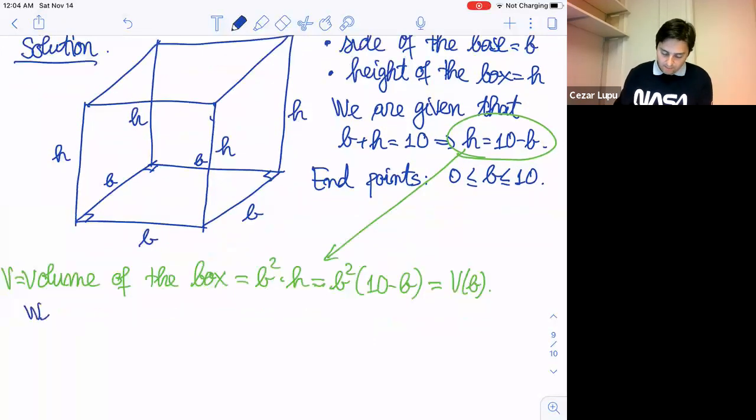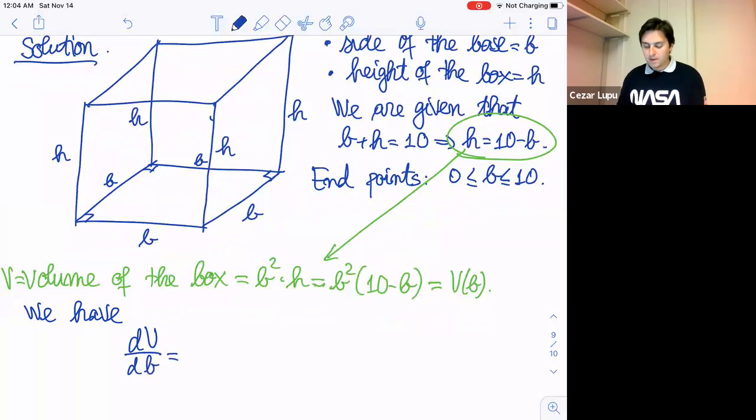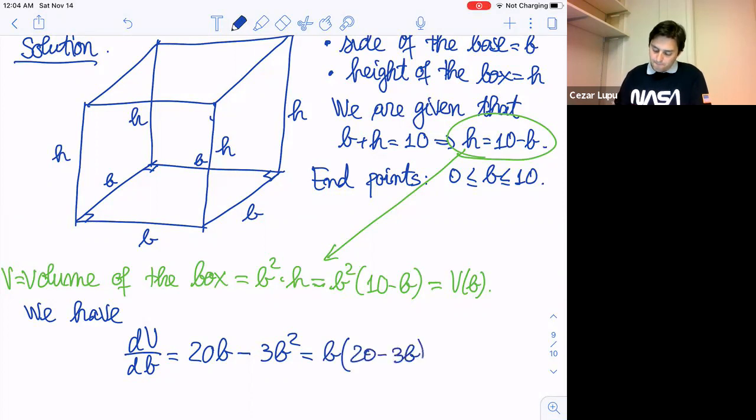So the derivative, I'm going to write it in this way with respect to b, with variable b, will be 20b minus 3b squared. Or if you want to factor something here, it will be b times 20 minus 3b. Okay, so that's the derivative.